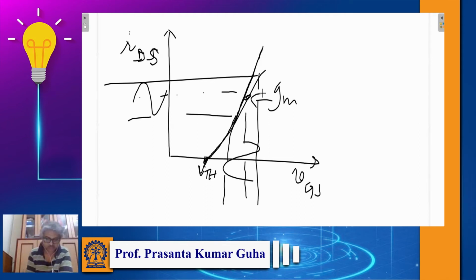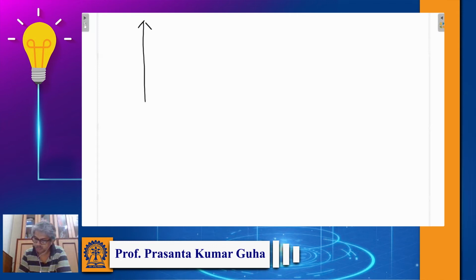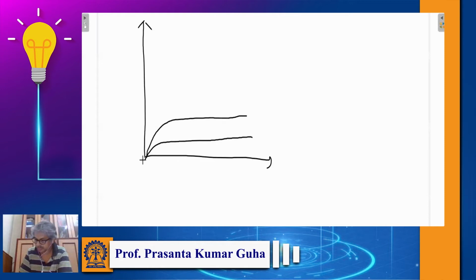Now GM is transconductance, and another important parameter in the small signal model is R naught, that is output resistance. Why is this coming? As we know, this IDS VDS curve is not flat, so we can have a resistance which is often known as output resistance.